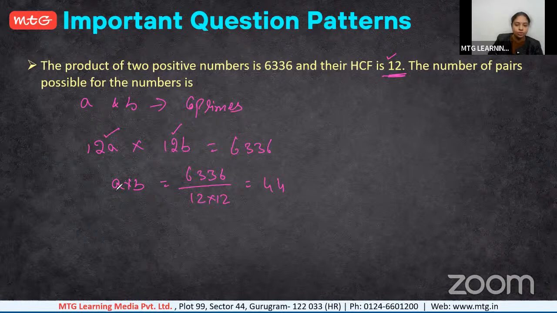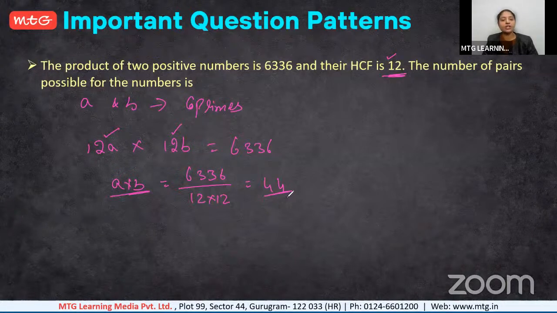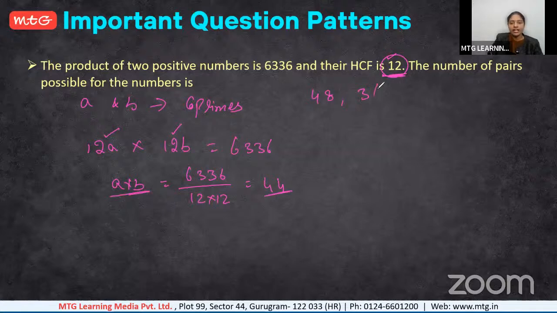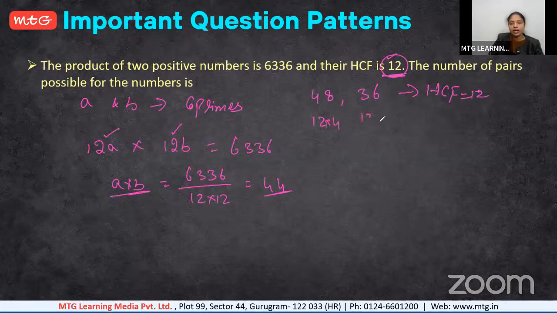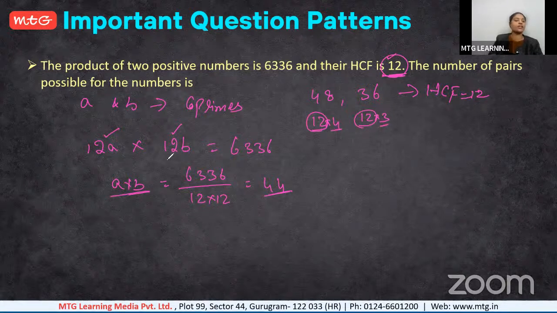So I have 2 numbers who have 44 as a product. Why didn't I take 12 as a common factor? Because of the HCF of two numbers. Now, for example, let us consider the numbers 48 and 36. What is the HCF of both? The HCF of both is 12. So I can write it as 12 into 4, 12 into 3. So once I take out the HCF, you can see the rest, 4 and 3, are co-primes. Same logic I used here also.